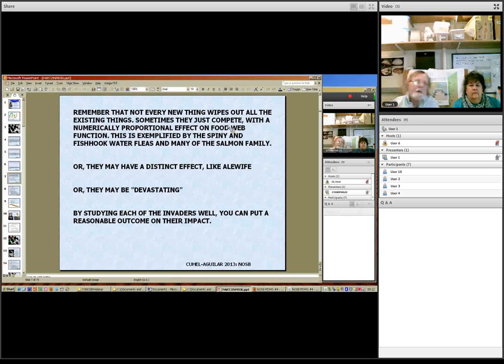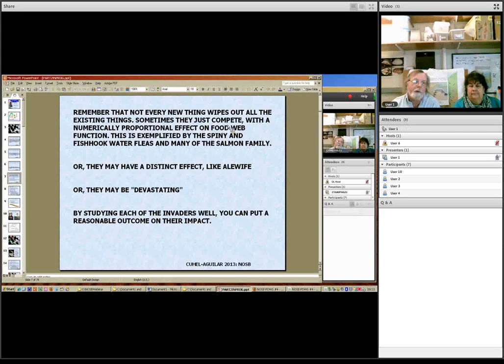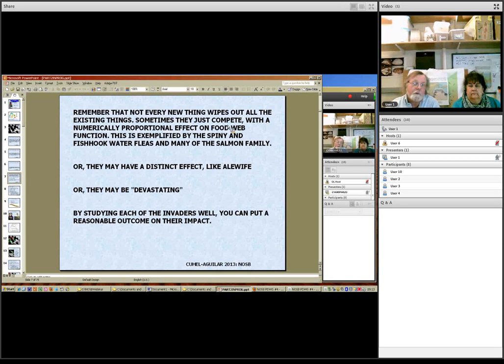Remember that not every invader wipes out everything that was there before. Sometimes they just compete with a numerically proportional effect. So if there's 10% of the new invader, there's 10% of the function. This is well exemplified by the spiny and fishhook water fleas and many of the salmon. Many salmon and trout live together in the same lake, and they're competing, but they are not making each other extinct. On the other hand, they may have a distinct effect, like alewife, or they may be devastating. By studying the invaders pretty well, you can put a reasonable outcome on their impact.